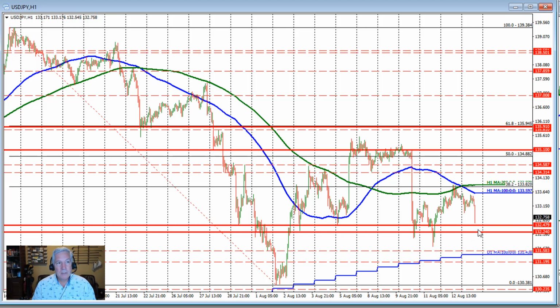We did find some buyers leaning against the high of the level on the first move to the downside at 132.758. We bounced up, so there is some reluctance to go lower, but the dollar yen is moving away from the moving averages and has a little bit more of a bearish bias. If we can get below this level, then the 100-day moving average becomes the target for that currency pair.